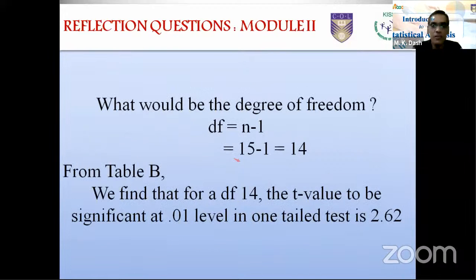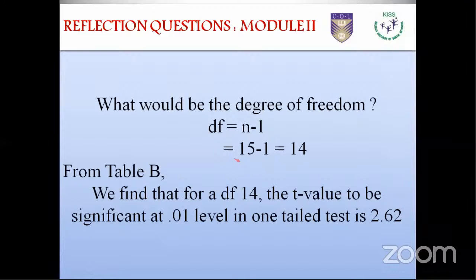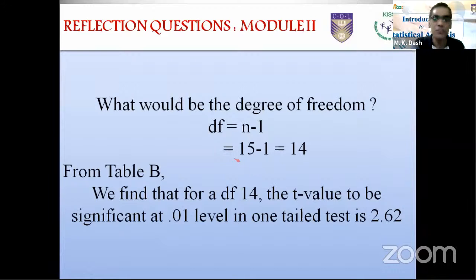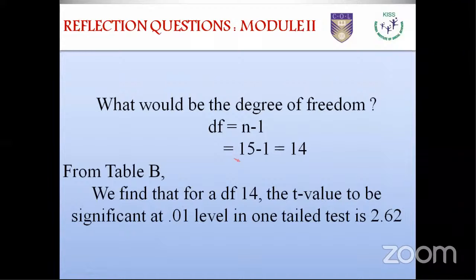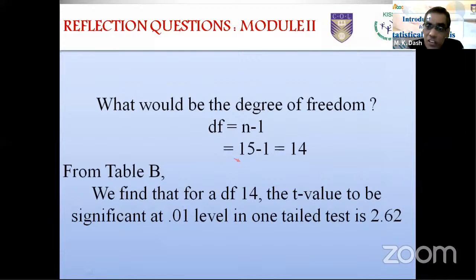Now, what would be the degree of freedom? The degree of freedom is 15 minus 1. Can someone tell me why it is 15 minus 1? The number of samples is 15. The number of profit samples is 15 days. So n is 15 that we have taken.